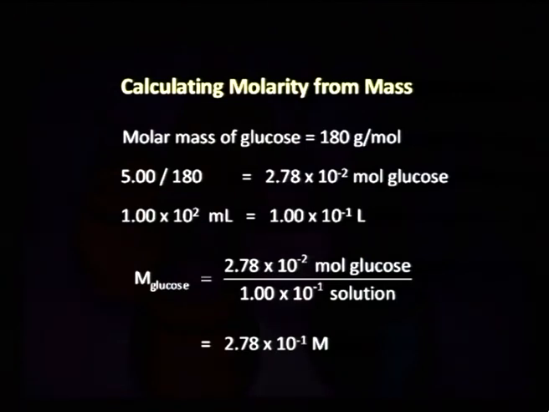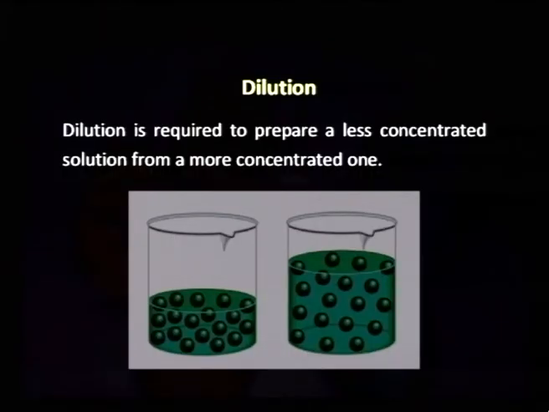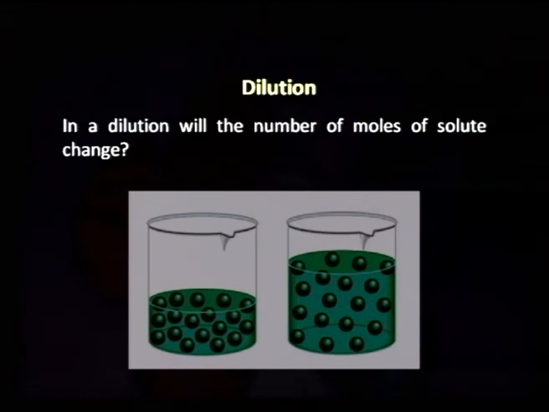Let us have a look at dilution. Dilution means adding more solvent. Dilution is required to prepare a less concentrated solution from a more concentrated one. In the dilution process, will the number of moles of solute change? Definitely no. So, the number of moles of solute before dilution will be equal to the number of moles of solute after dilution.